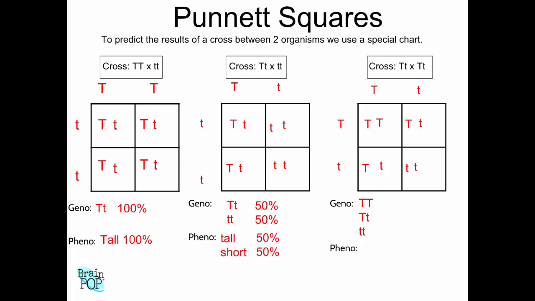What percentage will be big T, big T? Like what percentage will be big T, big T? How many out of 4? 1 out of 4. So what percentage? 25%. So there's 1 out of 4. What about homozygous recessive? What percentage?